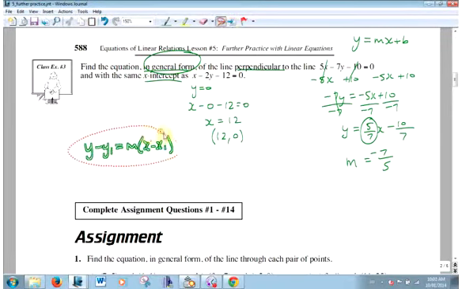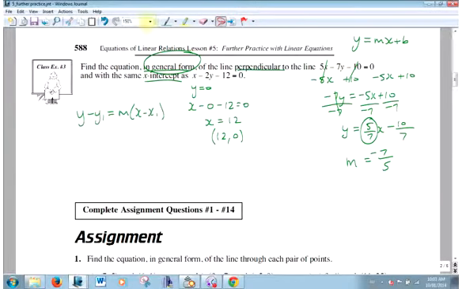Okay, let's lasso that guy. I'm going to need some more room. So y minus my y point, which is 0, is... what's the slope? Negative 7/5. x minus my x point, which is 12. There's the equation of the line I need.